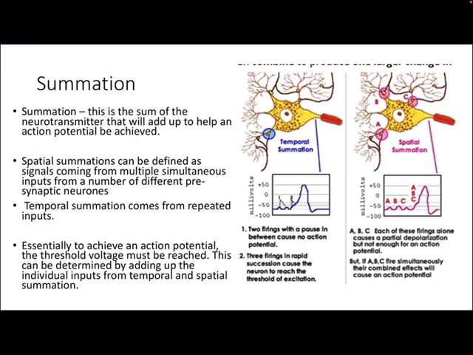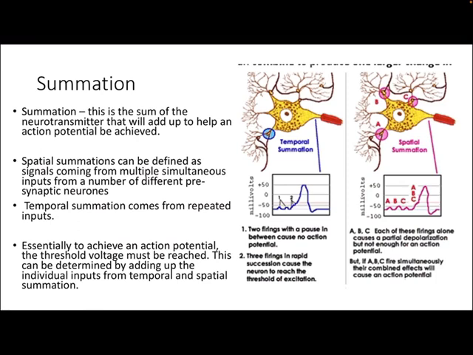As you can see in the diagram, if A, B or C are just releasing neurotransmitter, there is not enough being released to cause an action potential. However, if all three are fired simultaneously, then the sum of the neurotransmitter being released to the postsynaptic neuron is enough to trigger an action potential.